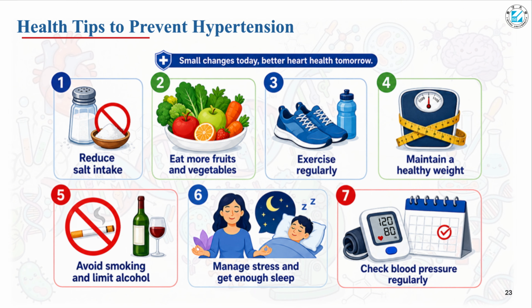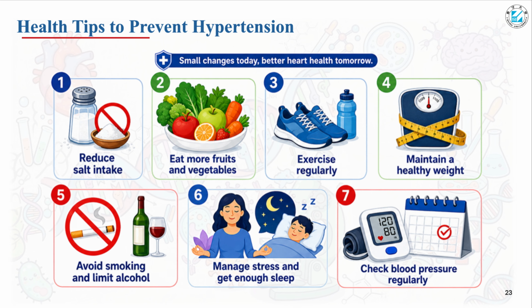Finally, let us talk about how to prevent hypertension. A healthy lifestyle can help reduce the risk of high blood pressure. First, reduce salt intake. Eating too much salt can increase blood pressure. Second, eat more fruit and vegetables. A balanced diet helps support heart and vascular health. Third, exercise regularly. Physical activity helps control blood pressure and body weight.